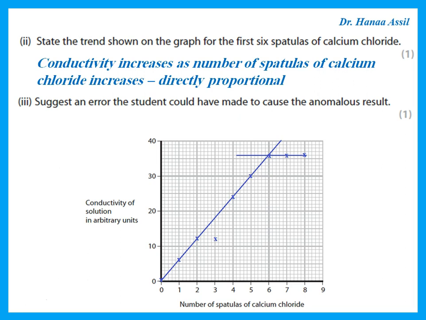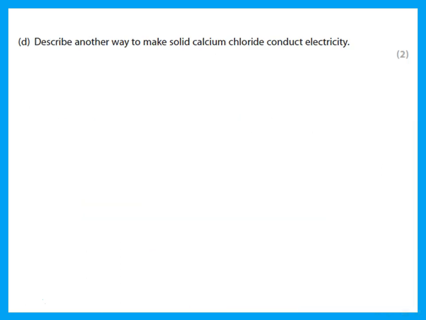So, just an error the student could have made to cause the anomalous result. What do you think happened after he added 3 spatulas of calcium chloride so that he got the wrong result? Well, one thing that he could have done is that he did not stir the mixture. Remember, if he does not stir the mixture, then the reactants will not be equally distributed.